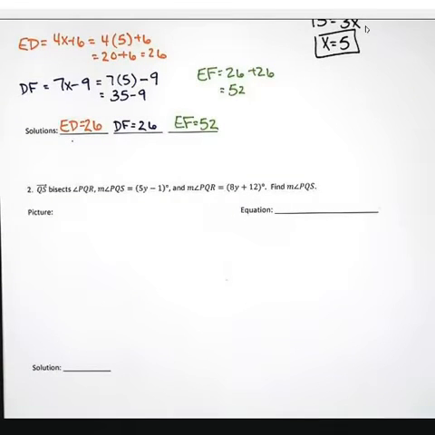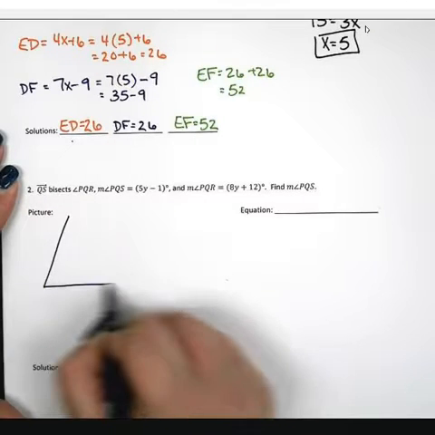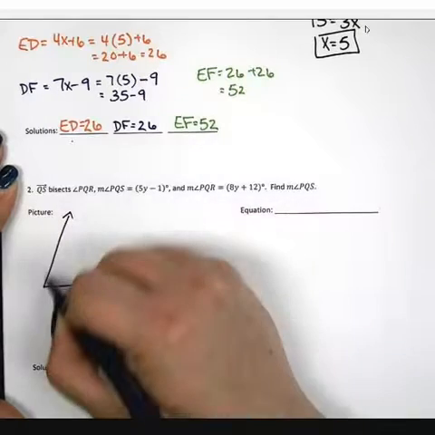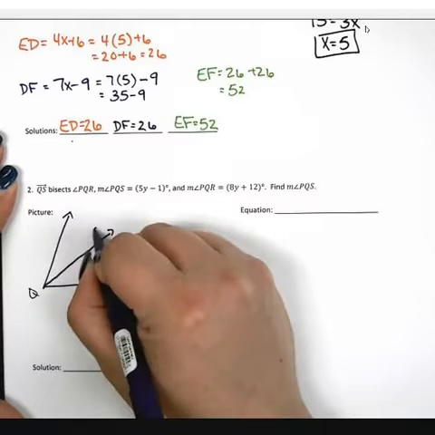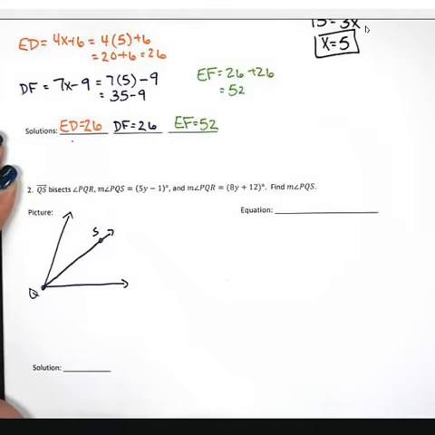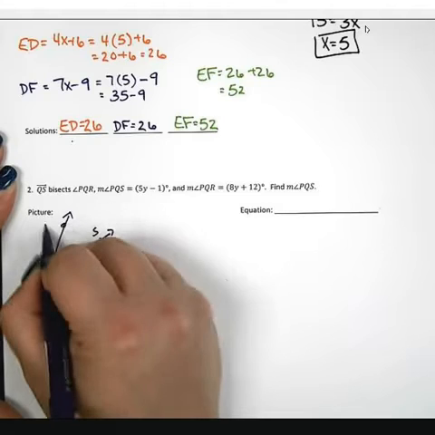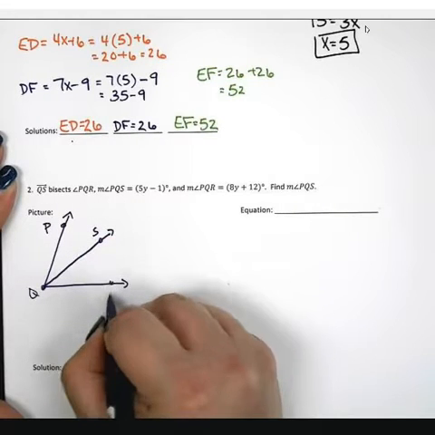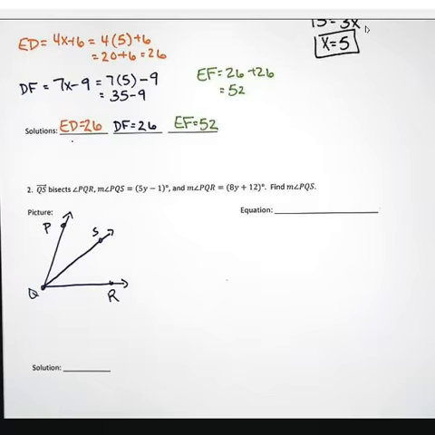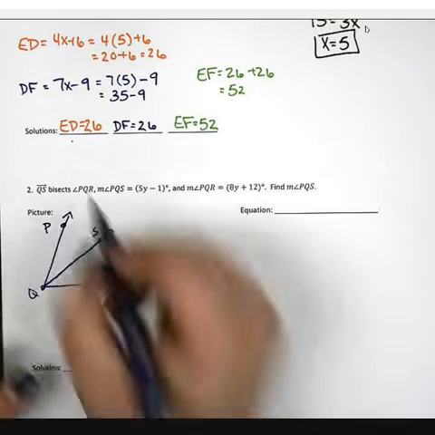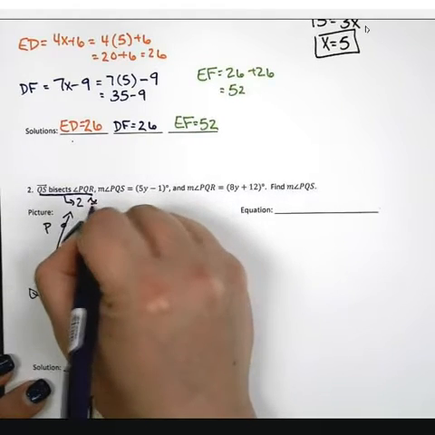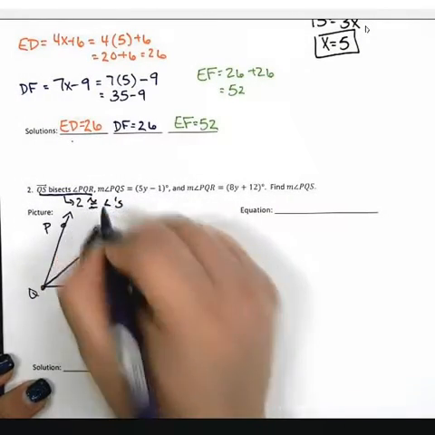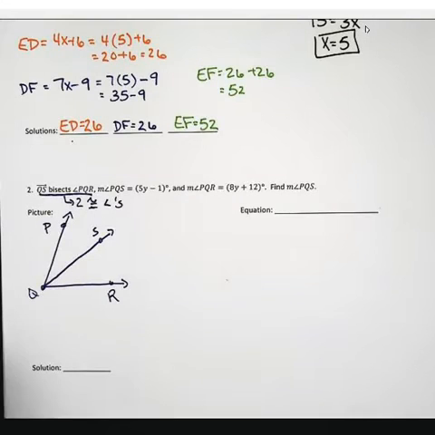So QS bisects angle PQR. So your first step should be draw yourself a picture. The angle's being bisected by QS. So I always draw that in. And it's bisecting angle PQR. Now that's not the only thing for my picture. If it's bisecting, I know that I'm going to get two congruent angles. All right, so my two congruent angles, I'm going to mark those then.